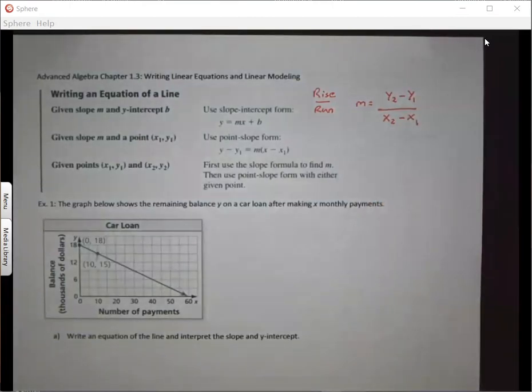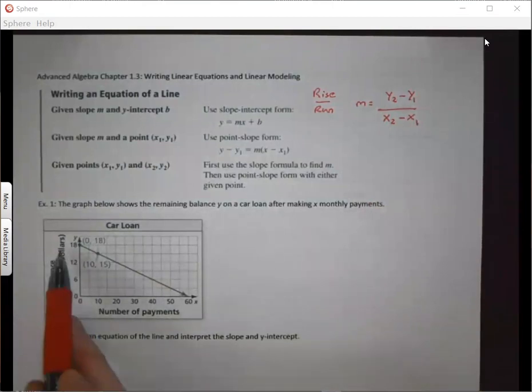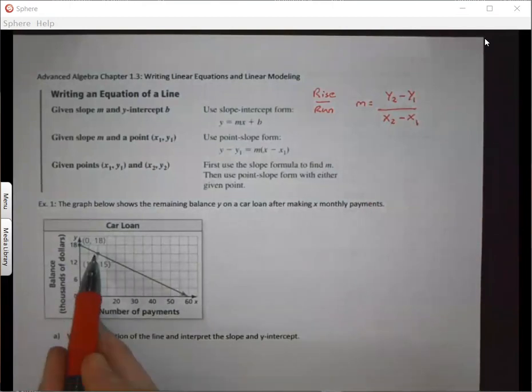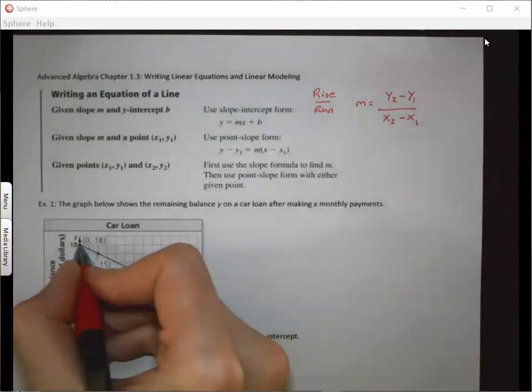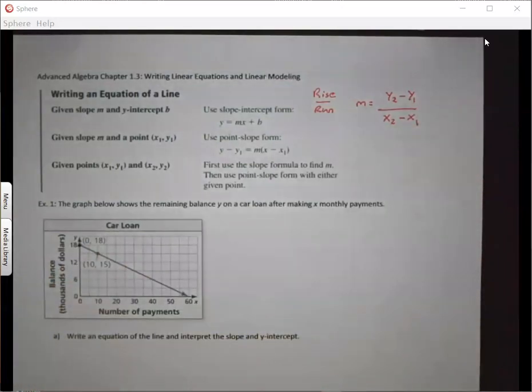Example 1, the graph below shows the remaining balance y on a car loan after making x monthly payments. So x is our number of payments, y is our balance in thousands of dollars. You can see we have 2 points. Luckily, one of them is the y-intercept. A says write an equation of the line and interpret the slope and y-intercept.